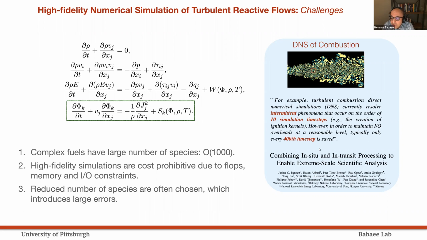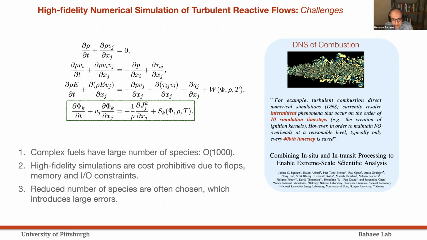Whereas you have highly transient, intermittent phenomena that happen on the order of a 10 simulation time step. So if you store every 400 time steps, and this is just on the I/O side of it, you can completely miss that highly transient phenomena. So how can we reduce this cost?